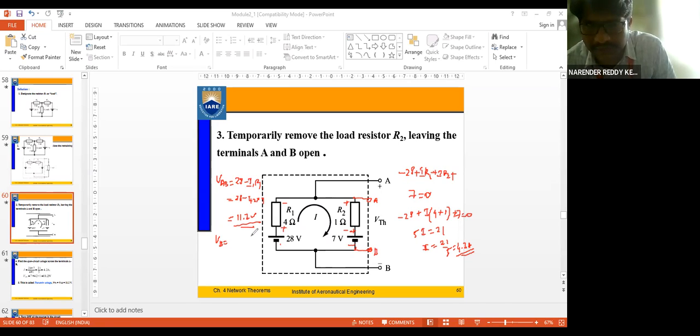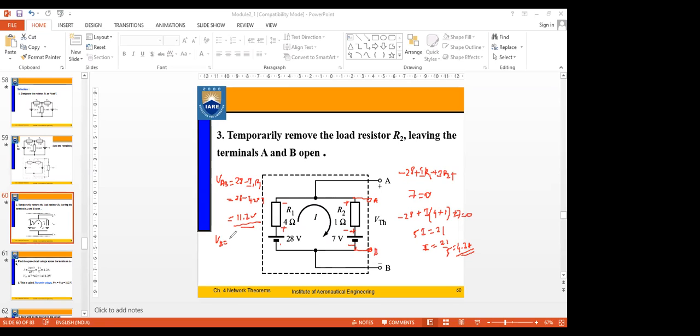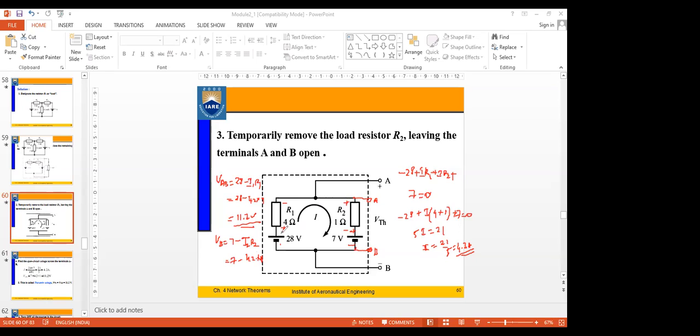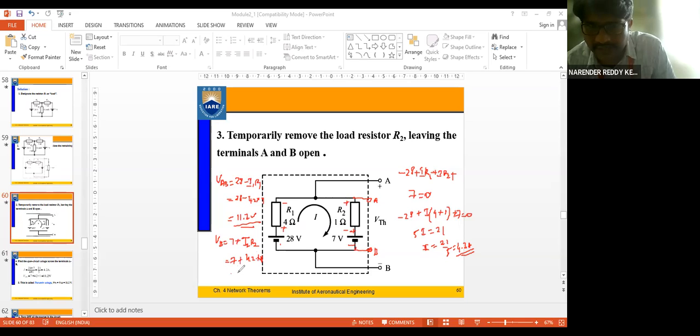So what's the equation we were talking about? It should be 7 minus I2 R2. So what's the value you are going to get? 7 minus 4.2 into 1. But what's the problem here? The current is assumed reverse, right? So you can take it as plus, minus I2, or you can add it. If I add it, we get the same value as 11.2 volts.